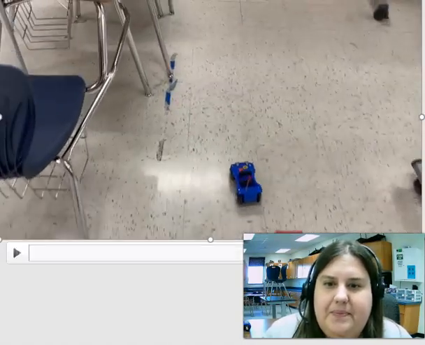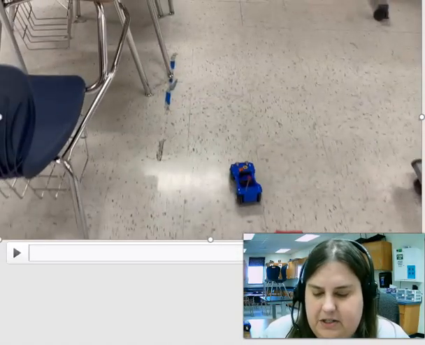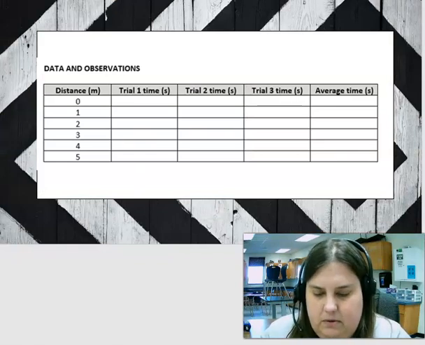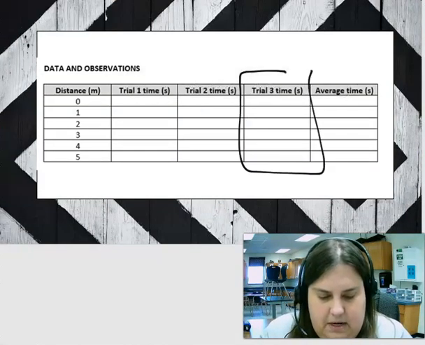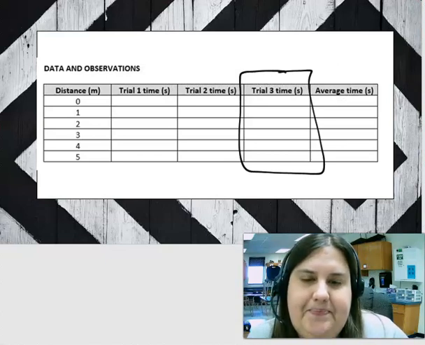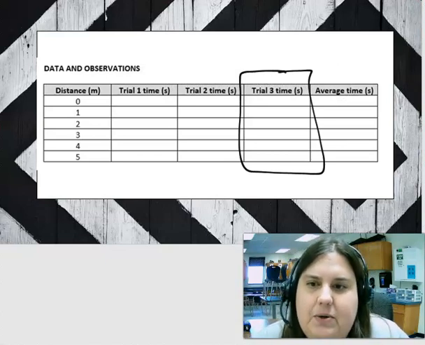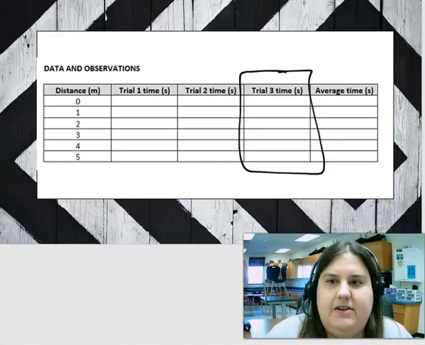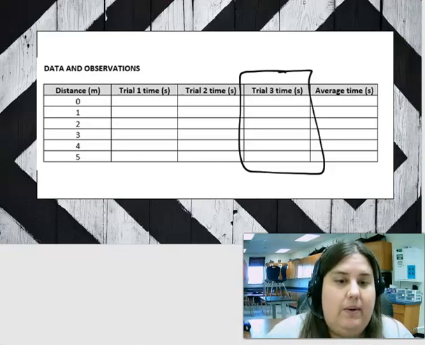Stop. Okay, so you're going to take your final numbers and you're going to put it right here where we see trial 3. And then what you want to do once you have that is find the average going all the way across your line.